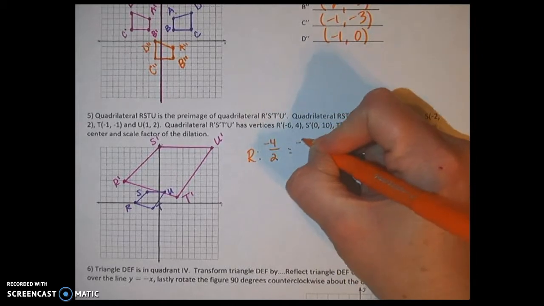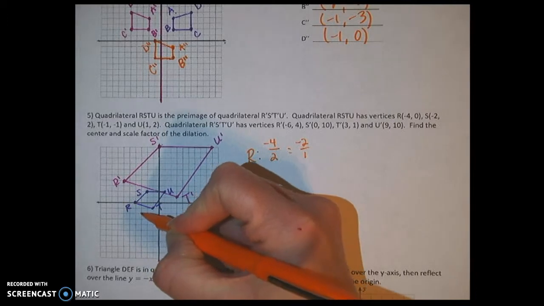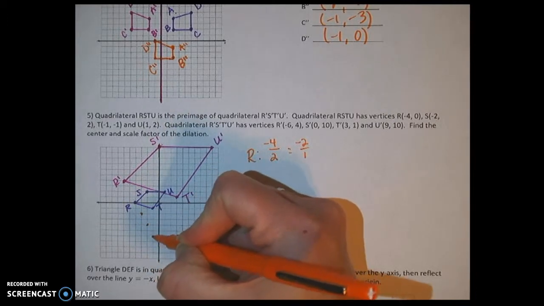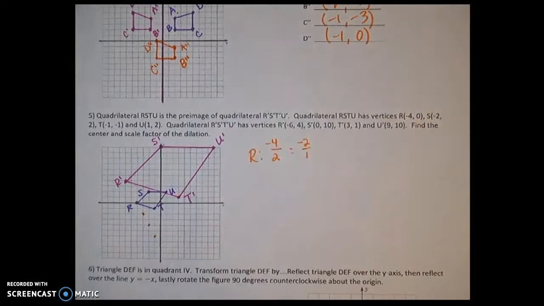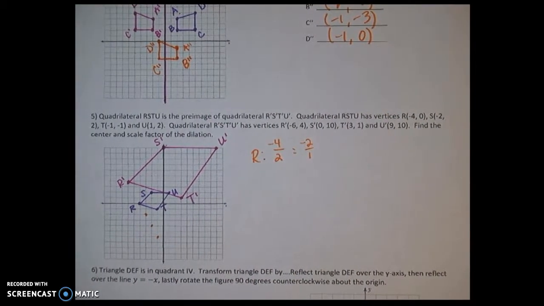That can be reduced to negative 2 over 1. So from R, I'm going to go down 2 and over 1, down 2 over 1, down 2 over 1. And then I am going to go ahead and grab a different color.